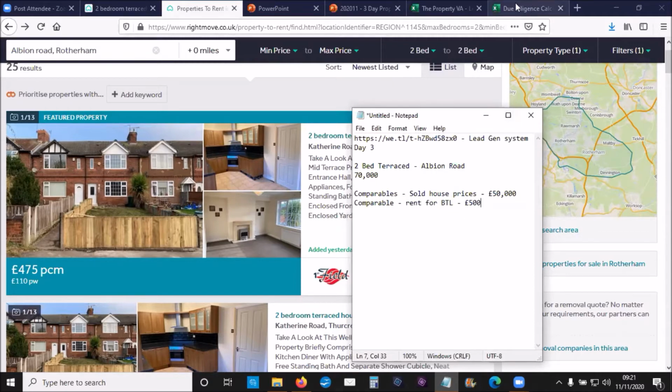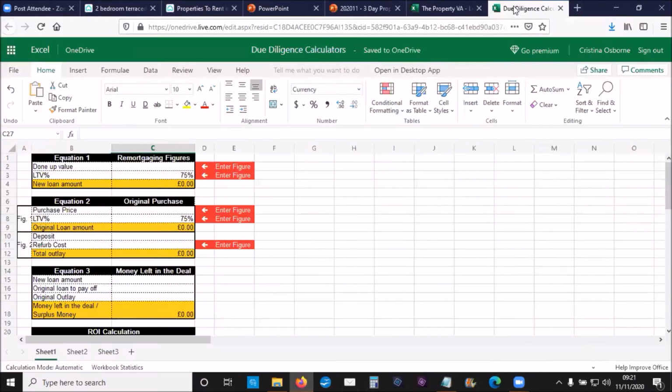So I am going to now open the due diligence calculator. You can watch me do this first, guys, and then I'm going to give you another property as an exercise to do some calculations on your own.